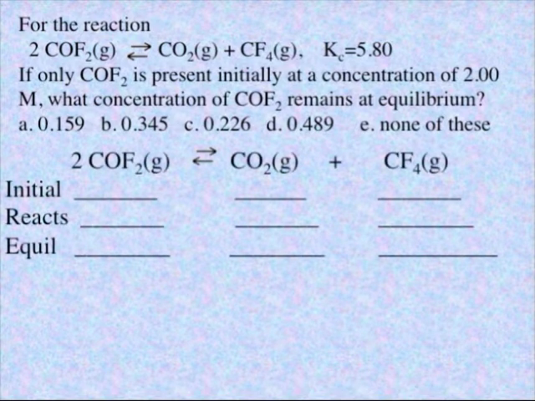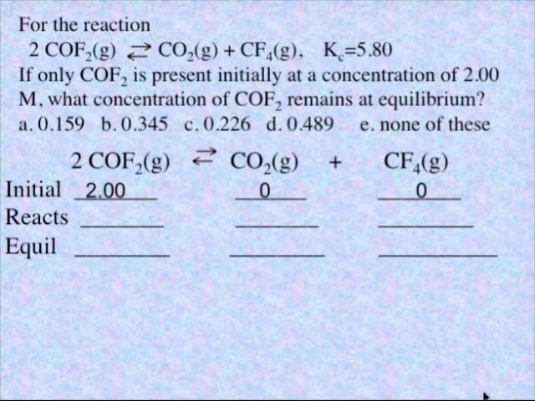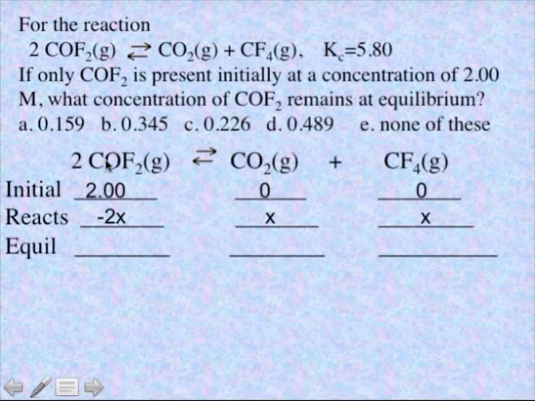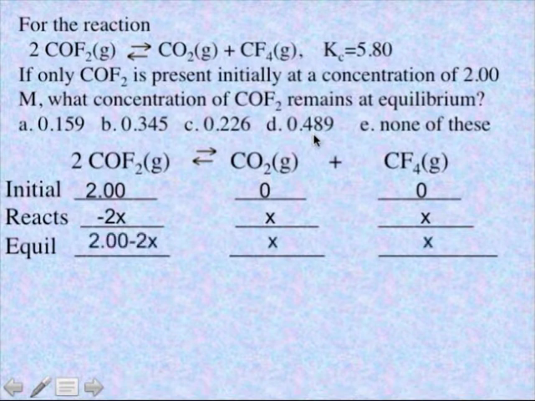Okay, here we go. We write the equation down, we write the ICE setup, we start filling it in. We have 2 molar COF2 initially, we don't have any of the products. It reacts according to the stoichiometry of this reaction. So if COF2 changes by 2x, it's going to form x of carbon dioxide and x of CF4. So it'll be minus 2x on this side because the reaction is going toward the right, and at equilibrium we're going to have 2 minus 2x for the reactant and x for each of the products.